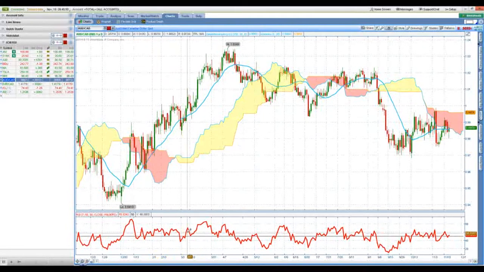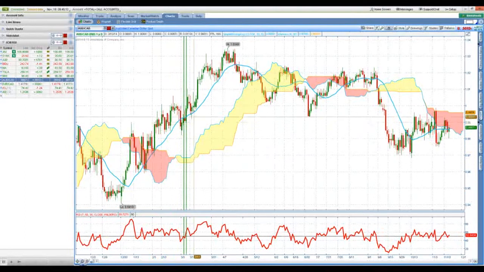You get that pullback and a move back above, okay? And there you go, right in here, okay? This one did a little double dip. You could have doubled up there if you wanted to, if you're aggressive, and off she goes.